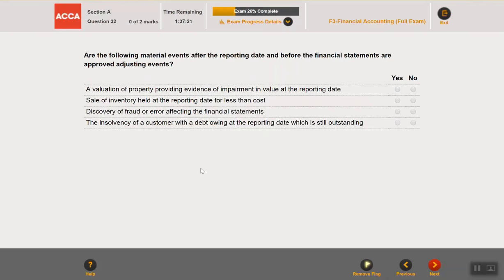Are the following material events after reporting date and before financial statements are approved? Adjusting events.